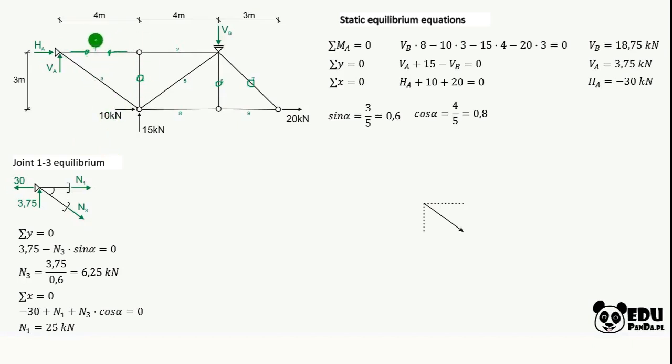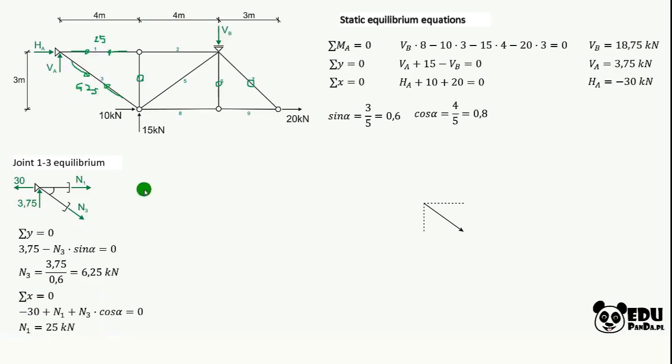It came out positive, which means it is as I assumed. And that is 25. If it had come out negative, the forces would be directed outward from the rod, meaning towards the node, contrary to what I assumed at the beginning when drawing the cut node. And N3 is also positive 6.25. This diagram will be ugly, but you will know what it's about. 6.25. Now I will move on to the next node.